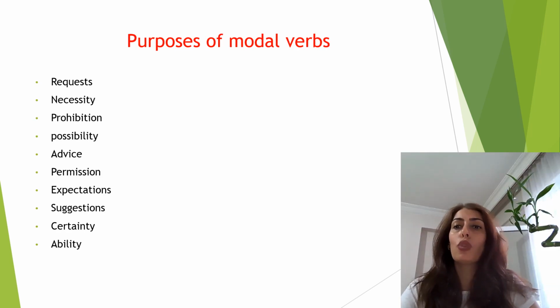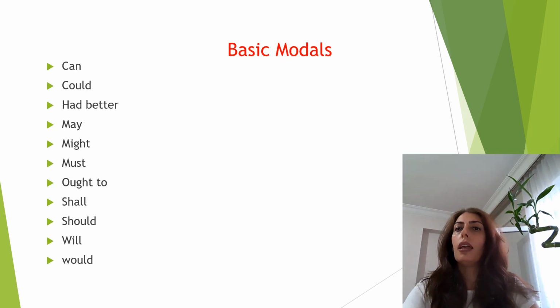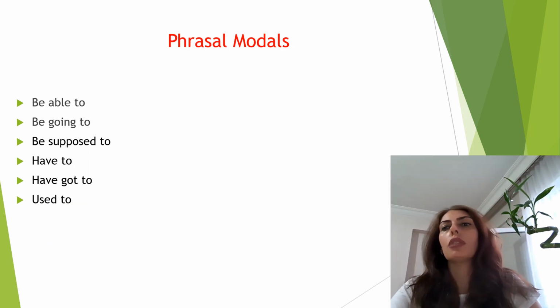We use modal verbs for different purposes such as request, necessity, prohibition, possibility, advice, permission, expectation, suggestion, certainty, and also ability. There are two types of modal verbs. Basic modals such as can, could, had better, may, might, must, ought to, shall, should, will, and would. And also phrasal modals such as be able to, be going to, be supposed to, have got to, and used to.